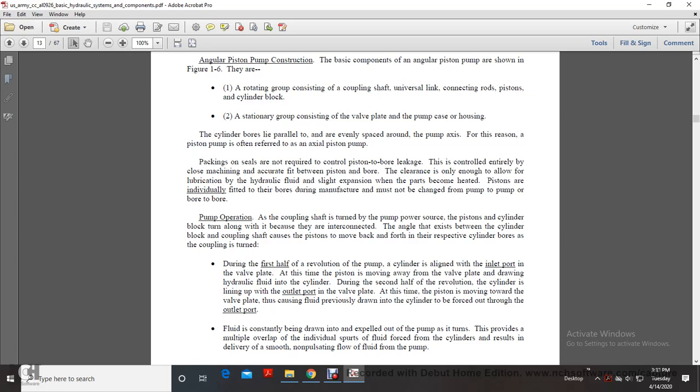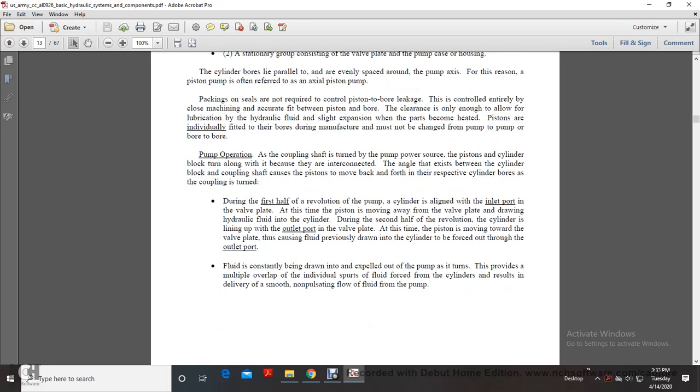Pump operations. A coupling shaft is turned by the power source. The pistons and cylinder block turn along with it, as they are interconnected. The angle that exists between the cylinder block and the coupling shaft causes the pistons to move back and forth in their respective cylinder bores as the coupling turns.